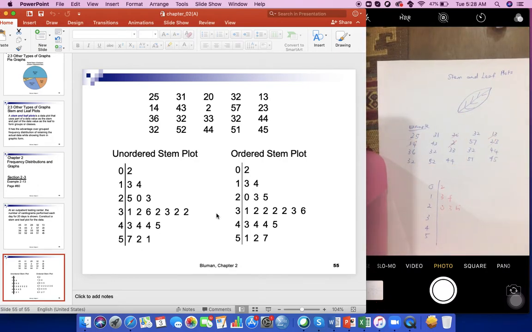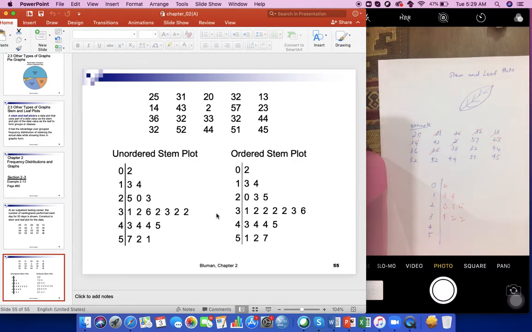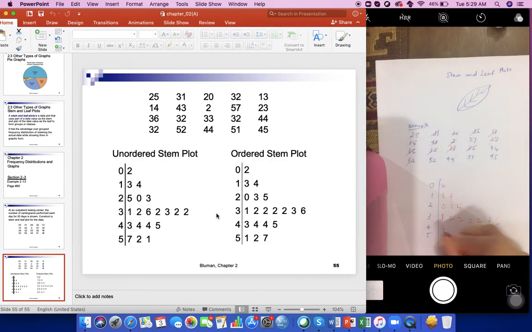Next one is 3, then 31, so 1. Then 2, and 2 again, 2 again, another 2. And then 3, and then 6. Okay, 4, 4, 3, and then 4, 4, 4, 4.